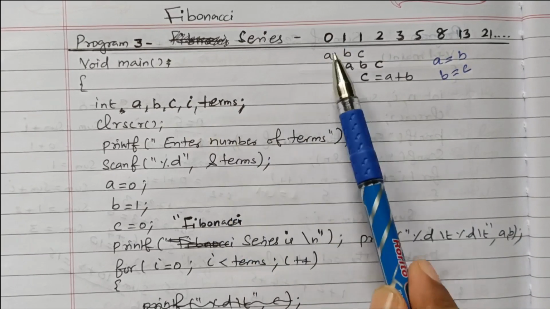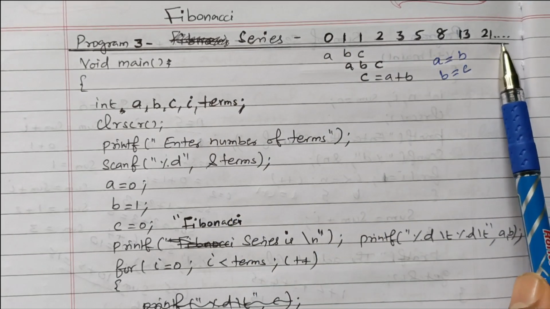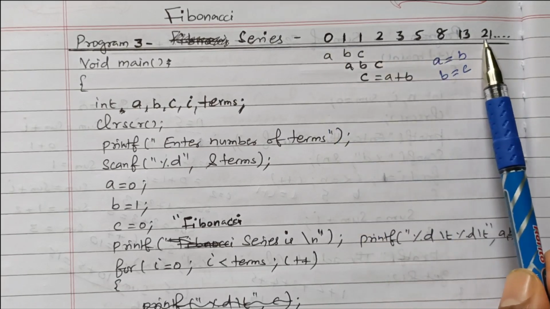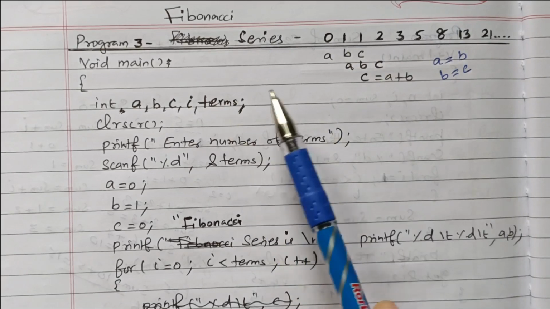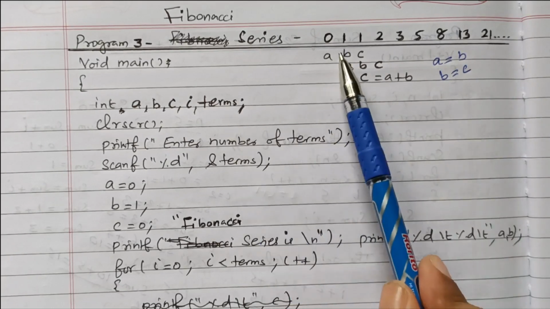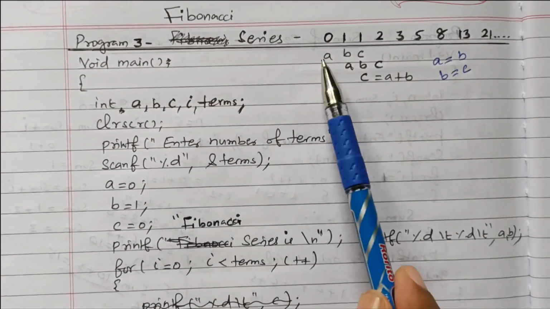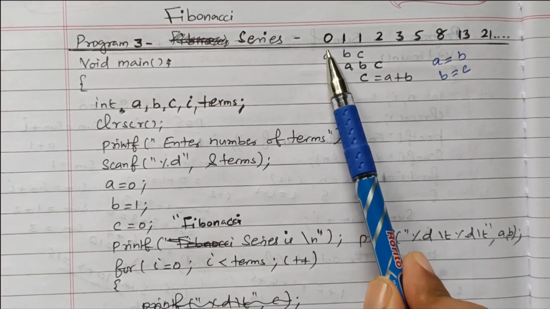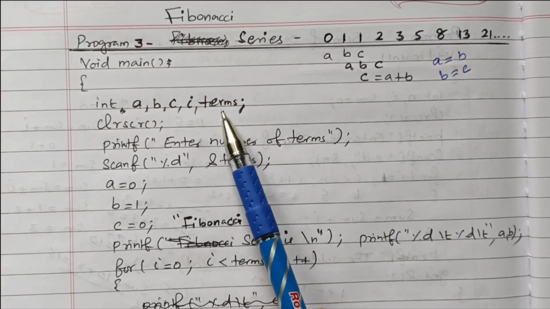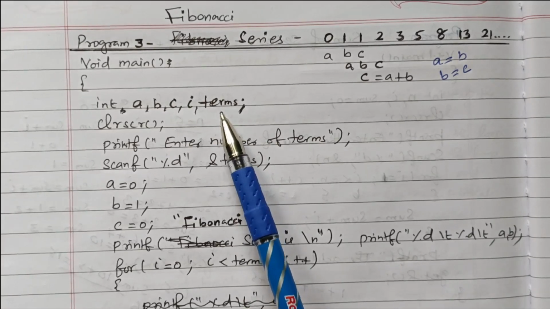Then the term: how many terms are needed, up to which number we need to generate the Fibonacci series. For example, 10 means 10 numbers will be generated. The term is the number of terms, not an n value. A, B, C are the first three numbers of the Fibonacci series, I is used for the loop, and term is how many terms we need, which can be got from the user.